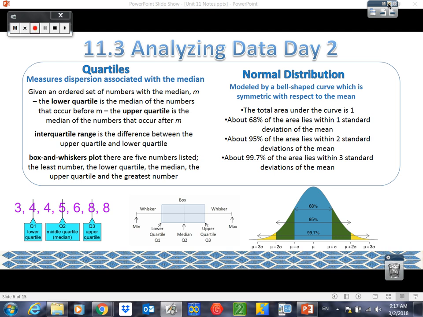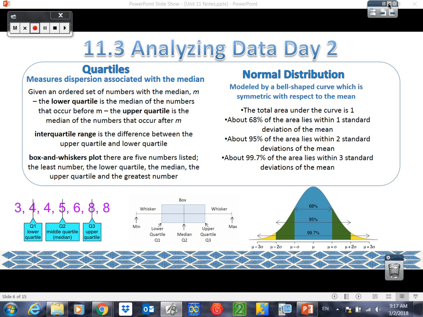Today we're going to do something different. Yesterday, standard deviation was a measure of dispersion, right? How far is the data dispersed? Quartiles are also a measure of dispersion, but instead of comparing to the mean like we did yesterday, quartiles are all about the median, comparing to the median. So that's really the difference between these two measures of dispersion: one measures from the mean and the other measures from the median. So let's look at quartiles.